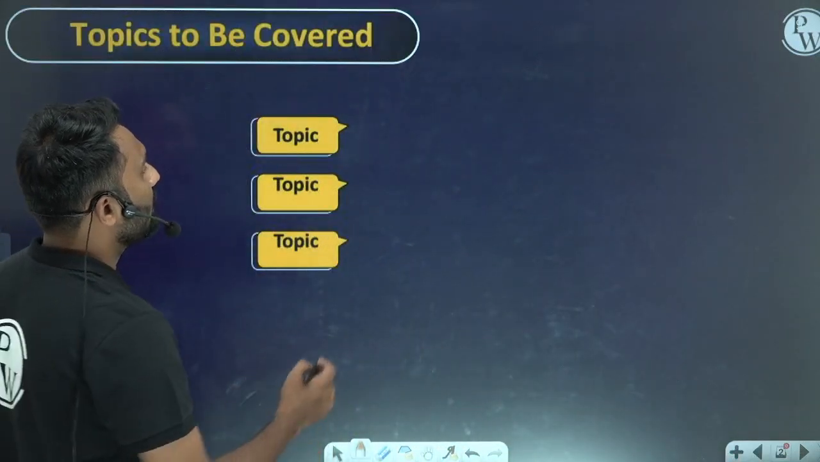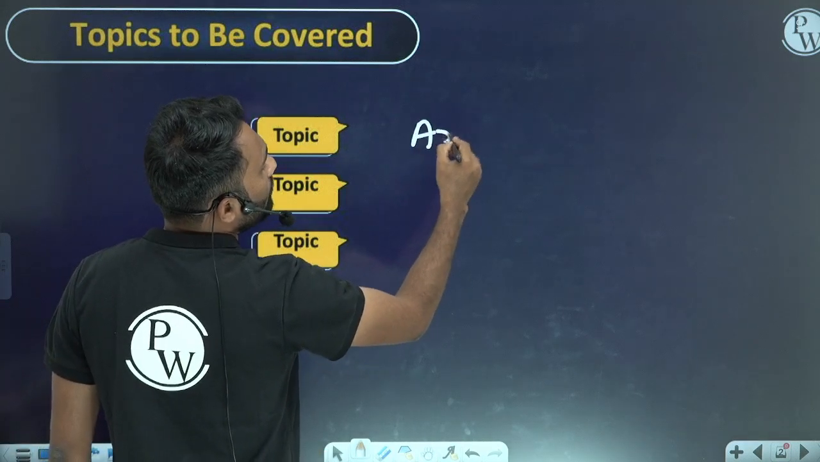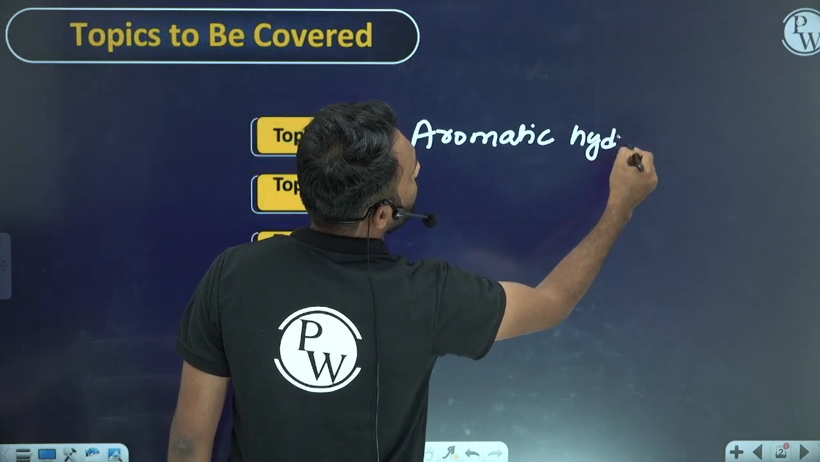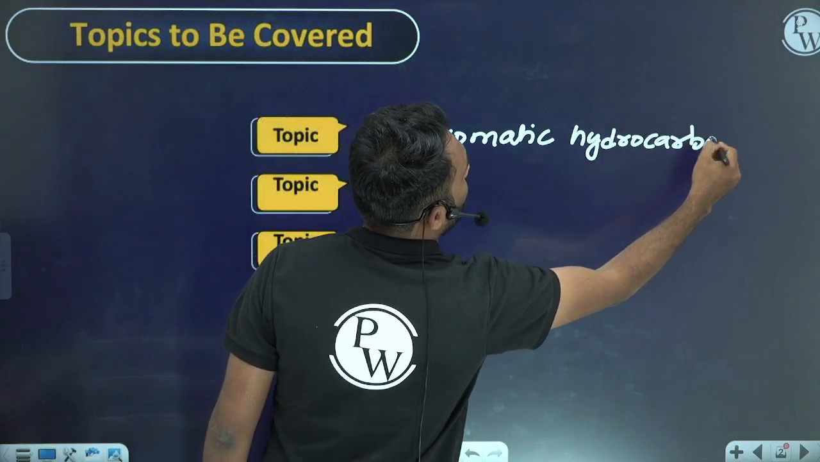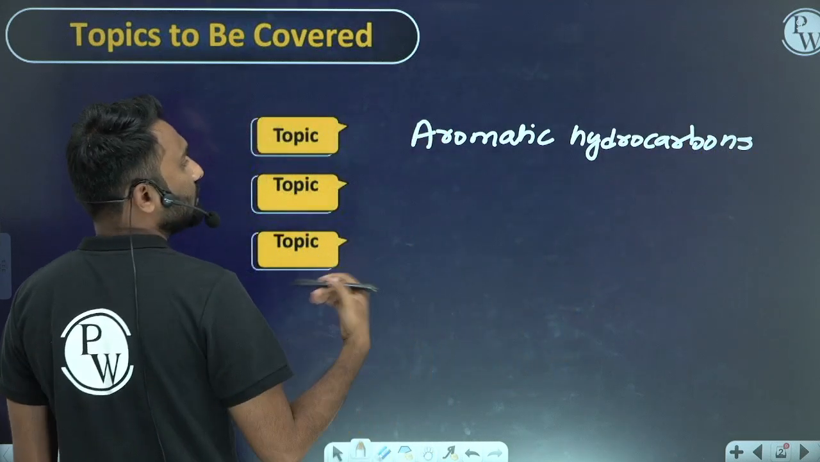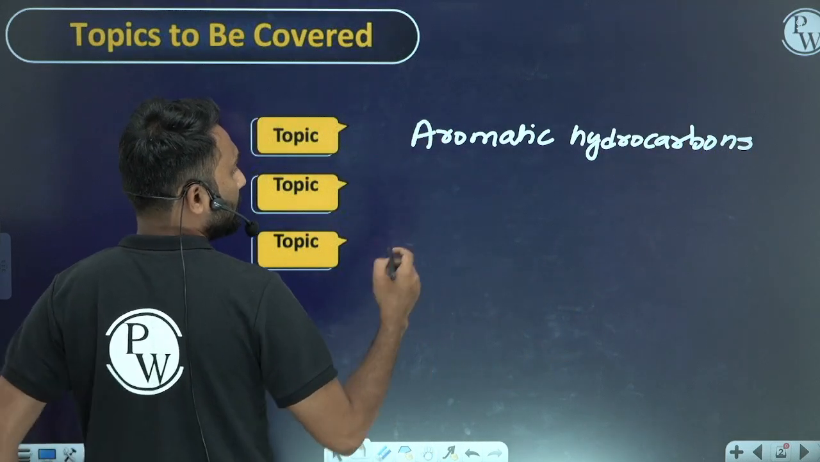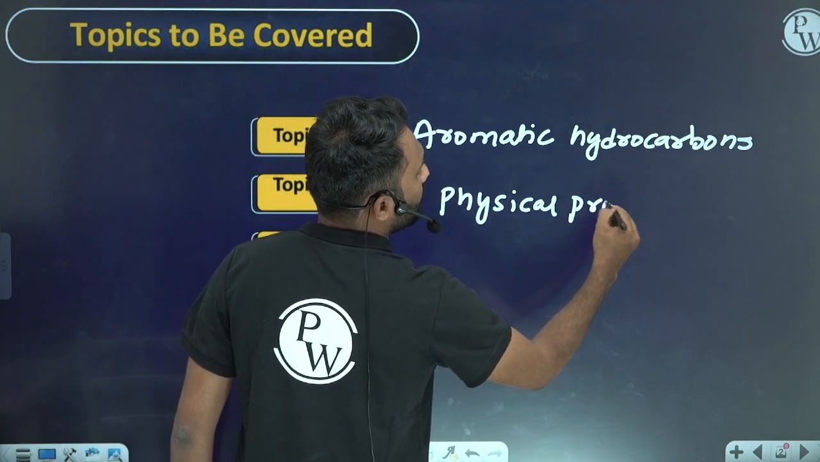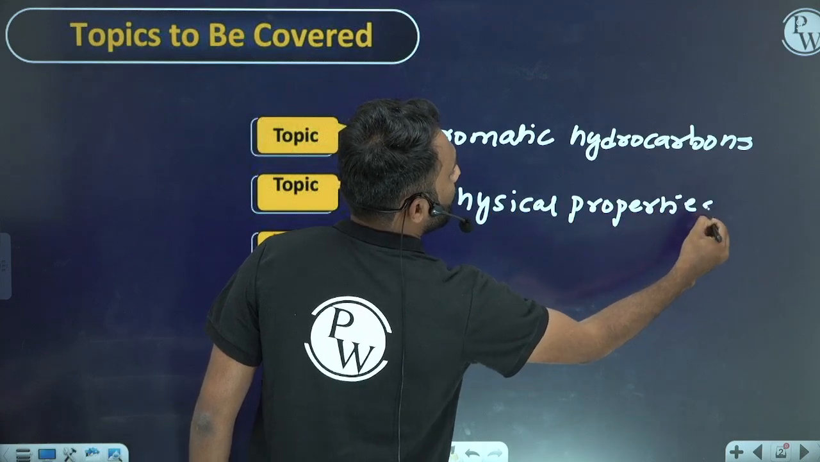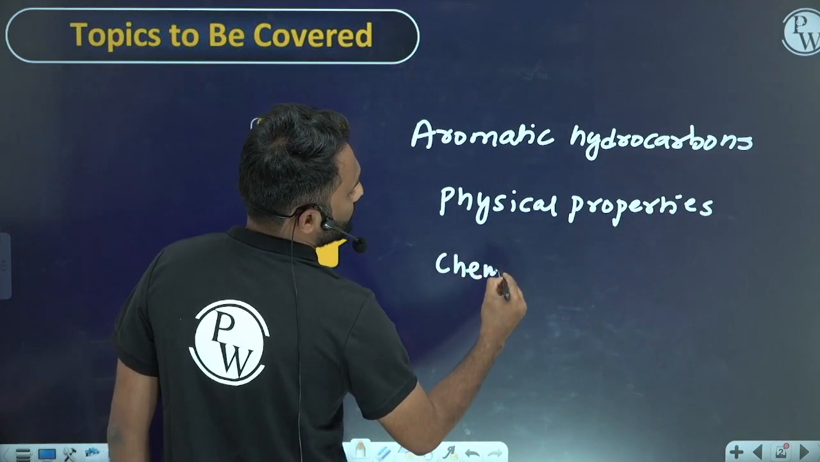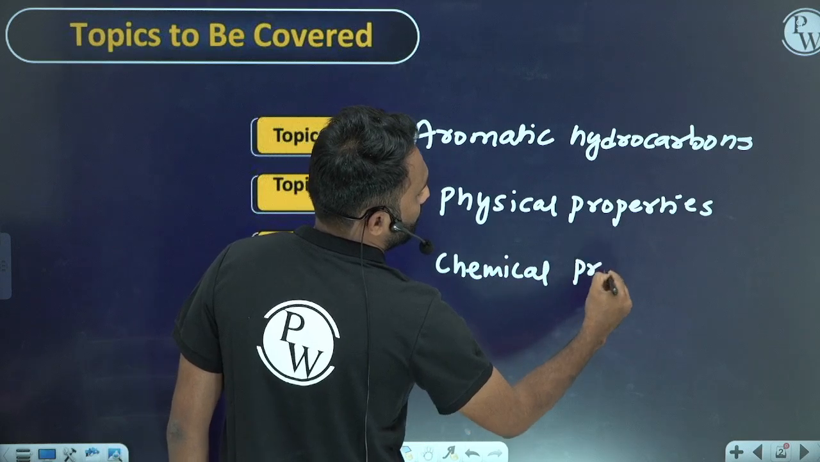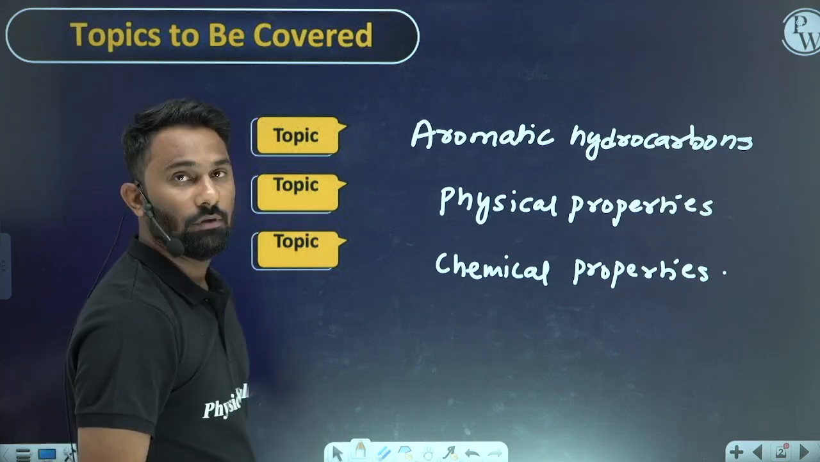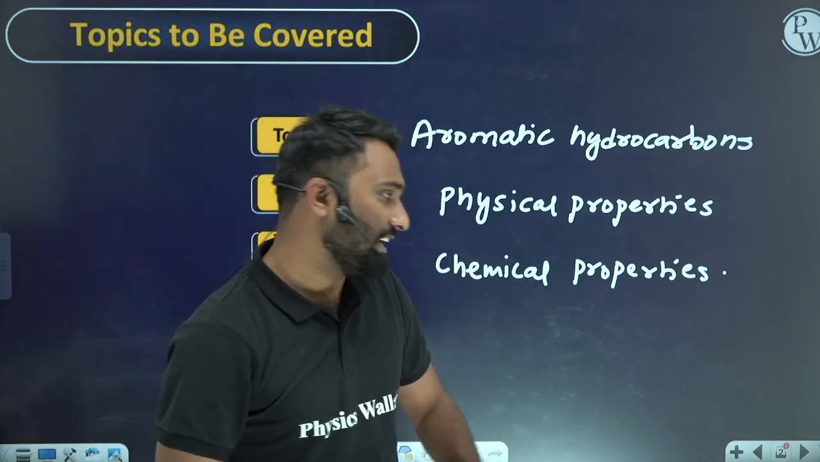Topics to be covered. In this, we are going to see what aromatic hydrocarbons are, next their physical properties, and then their chemical properties. Clear? All of these we are going to cover in this lecture.